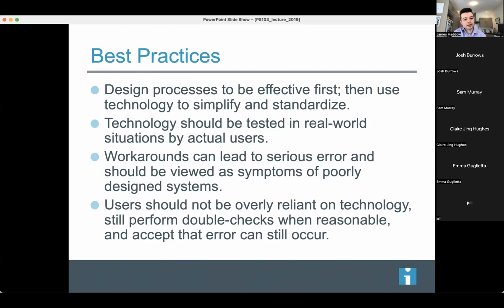Workarounds can lead to serious error and should be viewed as symptoms of poorly designed systems. And users should not be overly reliant on technology to perform double checks, and should still be able to perform double checks when reasonable.